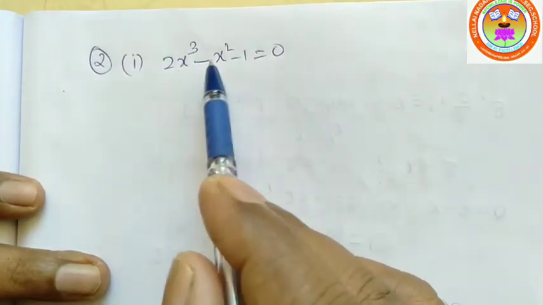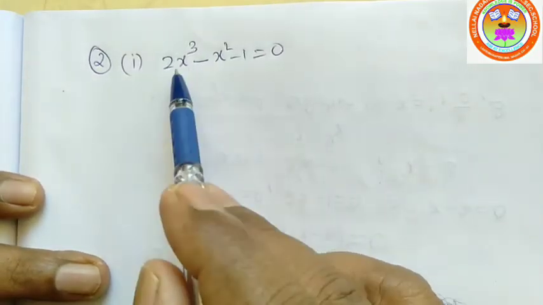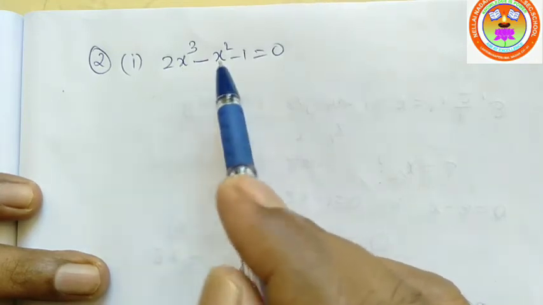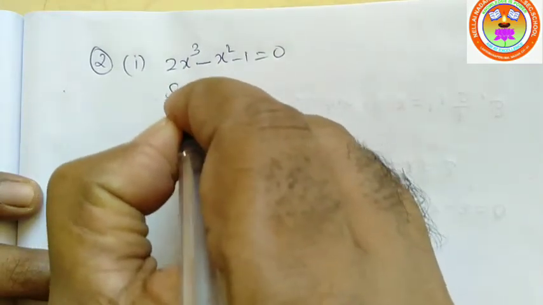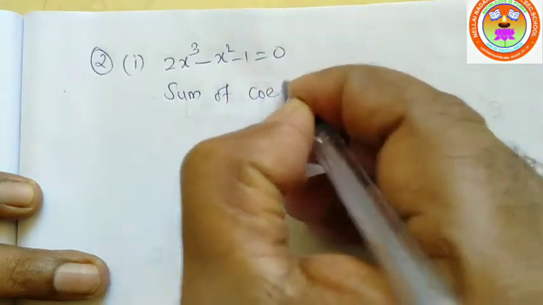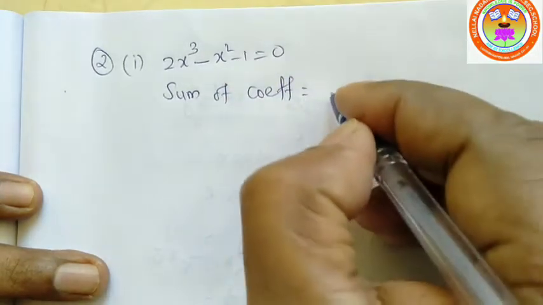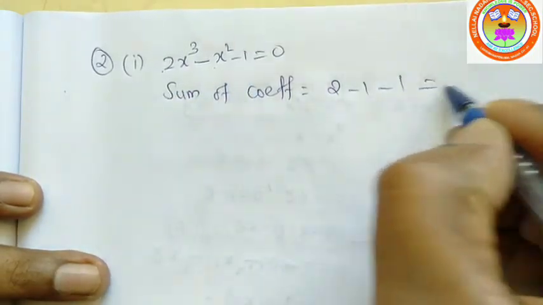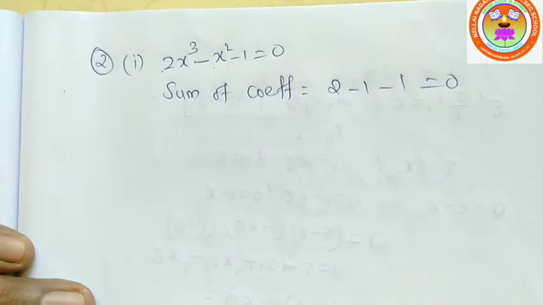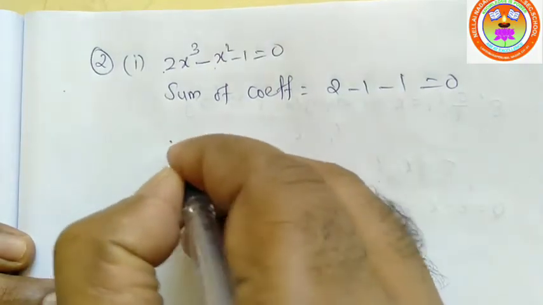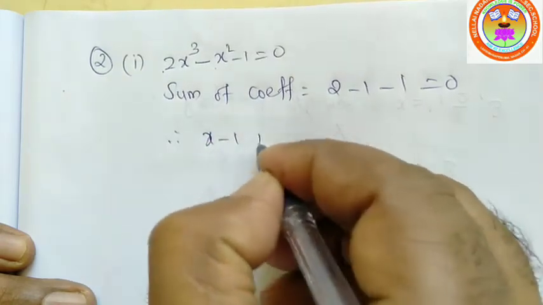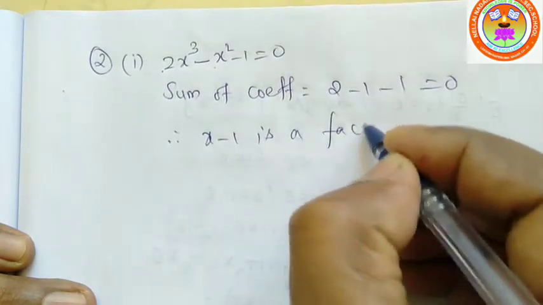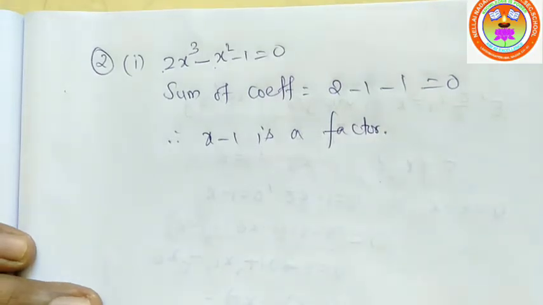See, the sum of the coefficients of this equation is equal to 2 minus 1 minus 1. So the answer is 0. If the sum of the coefficients is equal to 0, we can say x minus 1 is a factor. That means x equal to 1 is a root. Right?